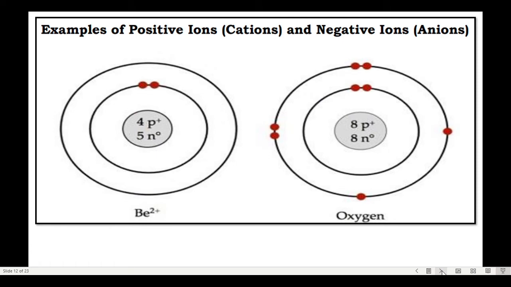Okay, example of positive ions and negative ions. So, we have here Be for beryllium and oxygen. So, we have here, sabi nga natin, proton, neutron, nasa nucleus. Ang tawag nucleons. We have here 4 protons and 5 neutron. And then, meron kang electron na nasa labas, nag-orbit sa labas. And for oxygen, 8 proton means 8 din ang atomic number, 8 neutron.